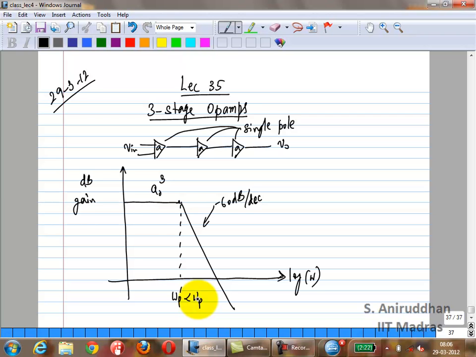If you have a single pole system, it's definitely stable. You'll have a very large phase margin as long as the second pole is very far away. And we also found conditions. If the second pole is right at the omega u, phase margin is 45 degrees. Since you have 3 poles right here, you can say pretty surely the system is going to be unstable in feedback. Okay, so this is not going to work out.